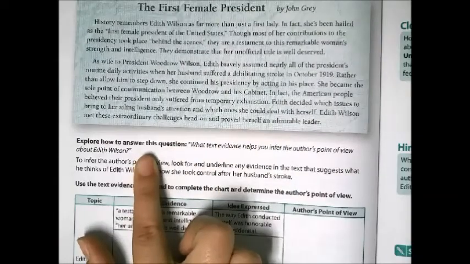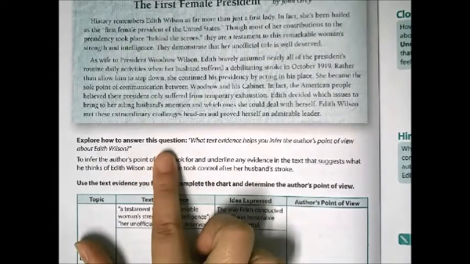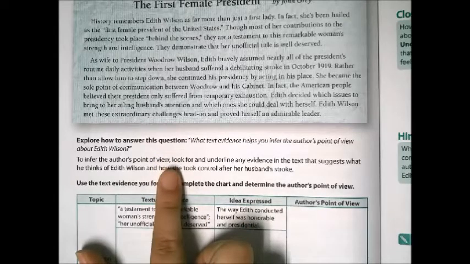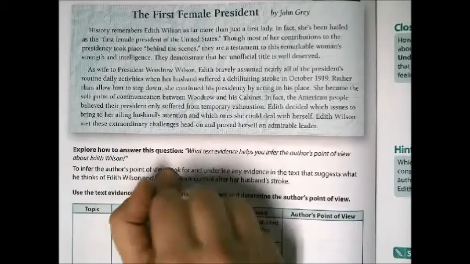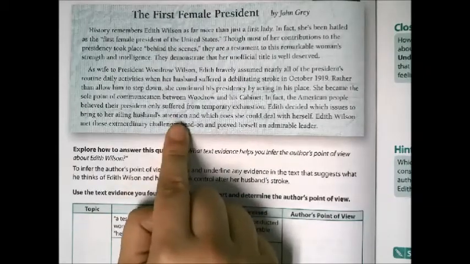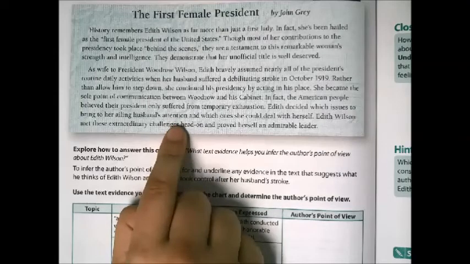So it says, explore how to answer this question. What text evidence helps you infer the author's point of view about Edith Wilson? To infer the author's point of view, look for and underline any evidence in the text that suggests what he thinks of Edith Wilson and how she took control of her husband's stroke. So let's go ahead and look primarily at this second paragraph. So I know that this editorial is about Edith Wilson, which is the wife of President Woodrow Wilson.